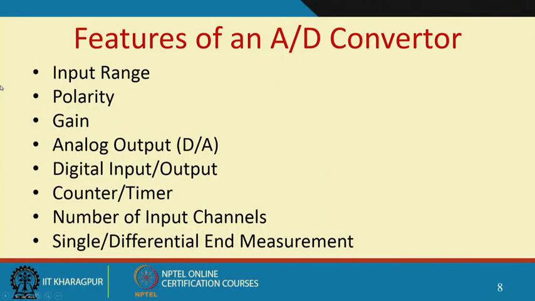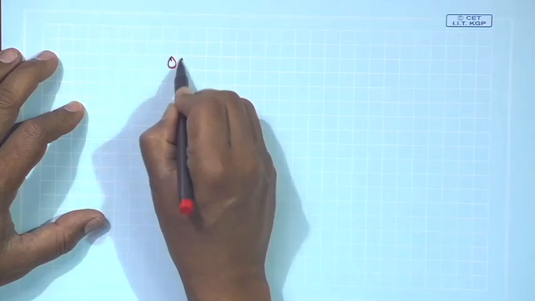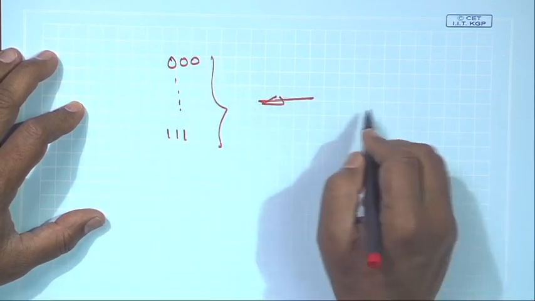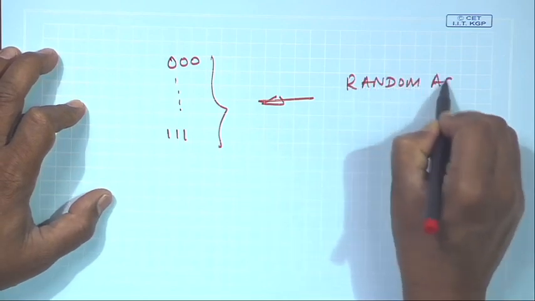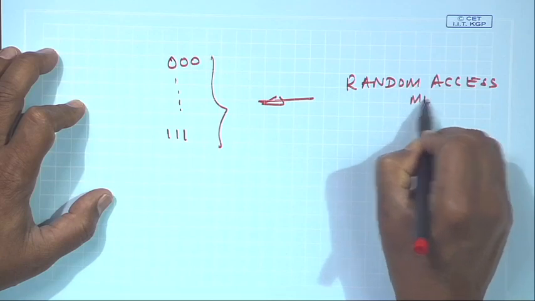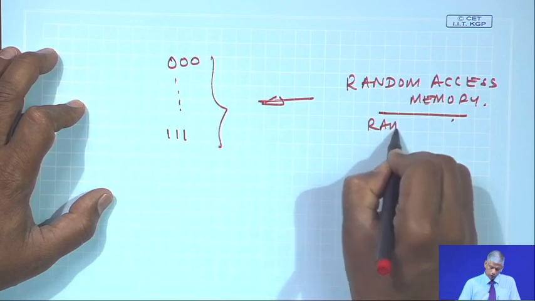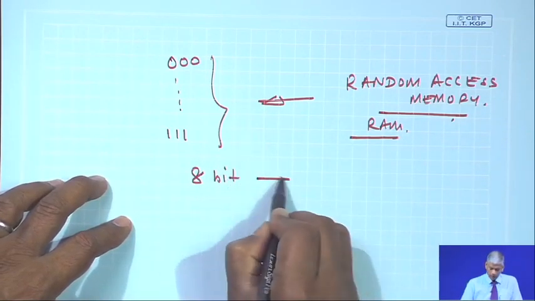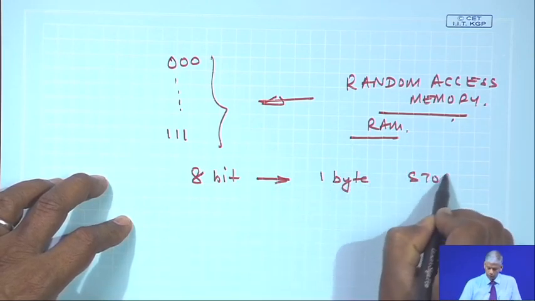Finally, this system has stored the values 0, 0, 0 to 1, 1, 1. Where do I store them? I store them in the random access memory of my computer system. Some RAM memory is required. So, if this was an 8-bit system, each digital sample will take 1 byte of storage space.